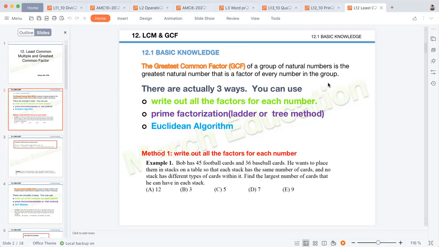For example, if I have 12 and 18, I need to find the common factor. How could I do? I just write 12. The factors of 12 are 1, 12, 2, 6, 3, 4.